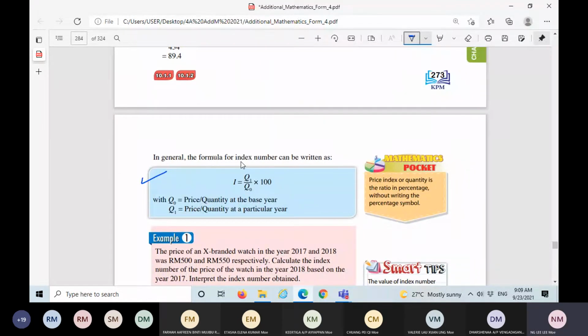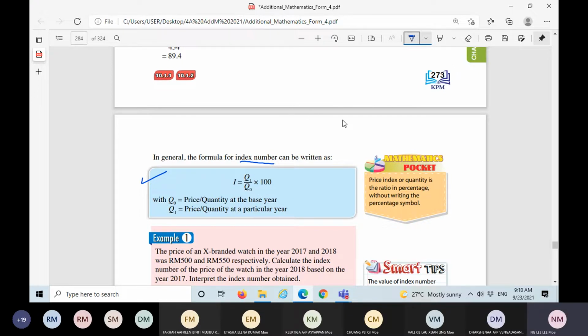So you see, the index number is the price or quantity at the base year, the Q naught, Q0. This one we put at the denominator. The price or quantity at the particular year, Q1, we put at the numerator, and then times 100. So this is the index number.